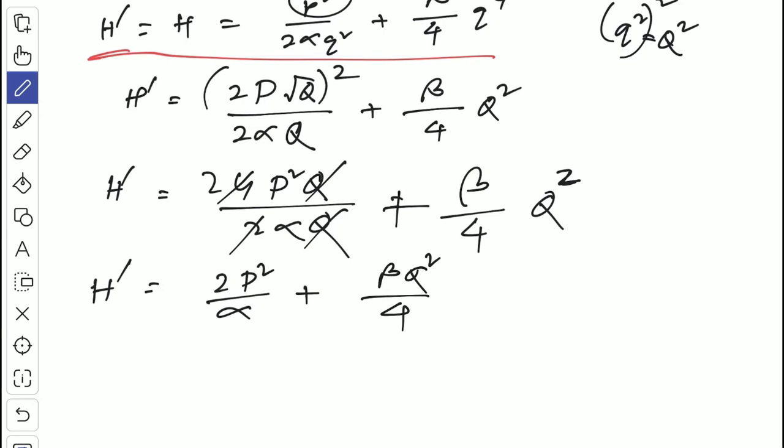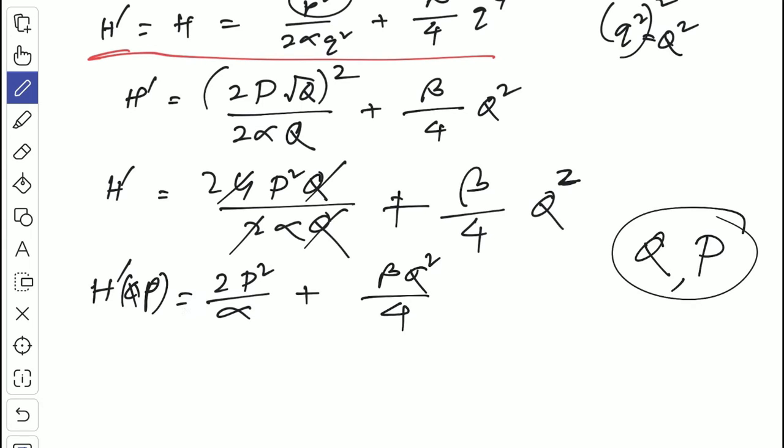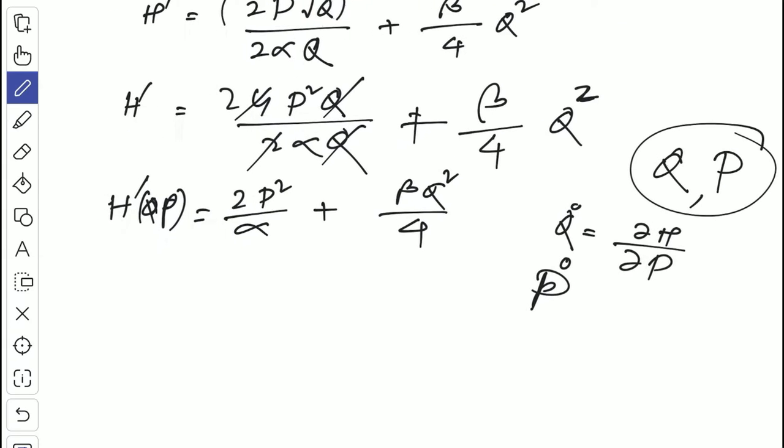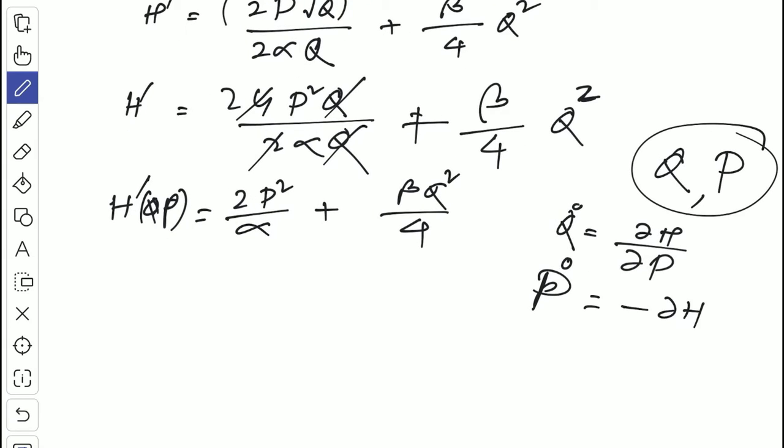So what do we need to find? We need to find the equation of motion for capital Q and capital P. So this is the Hamiltonian in terms of capital Q and capital P, isn't it? So what are the Hamiltonian equations of motion? Q dot is given by del H by del P, and P dot is given by minus del H by del Q.